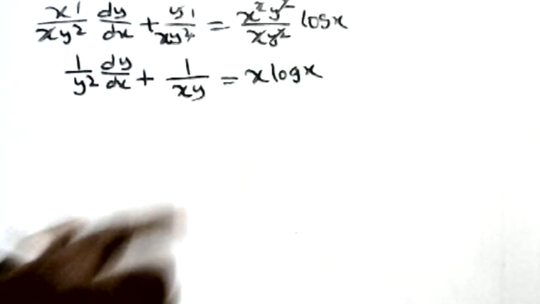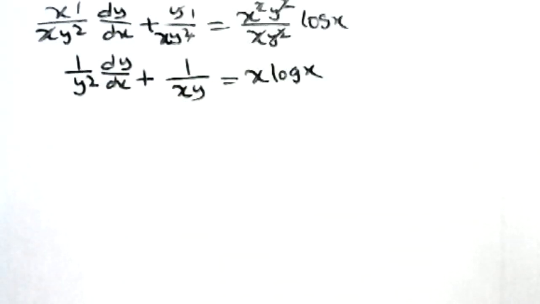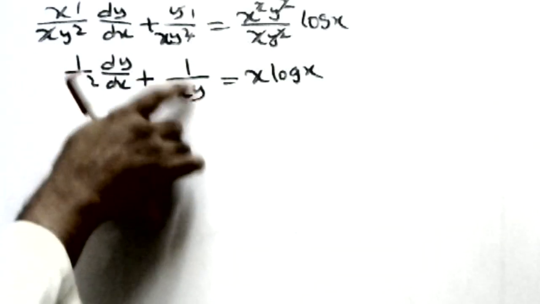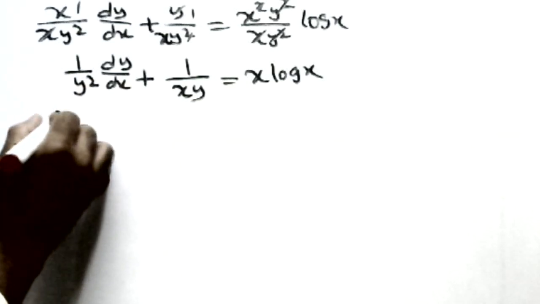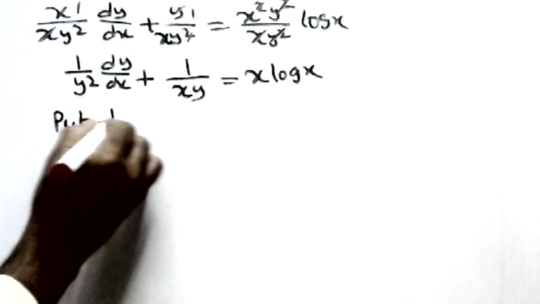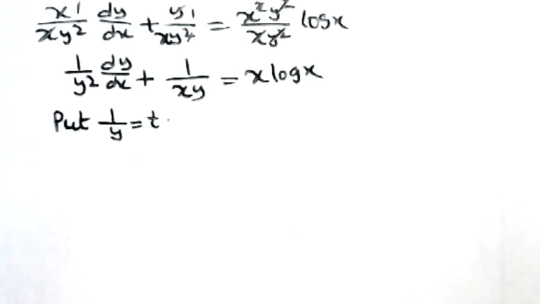So what is the next step? The next step is whatever we are having y here, we have to suppose something else. We must suppose this one as t. Put 1 by y equals t.